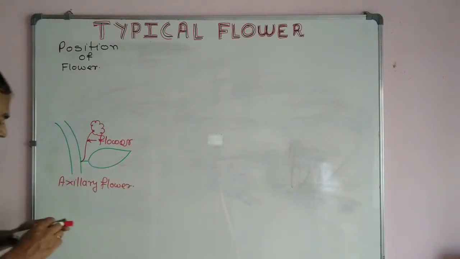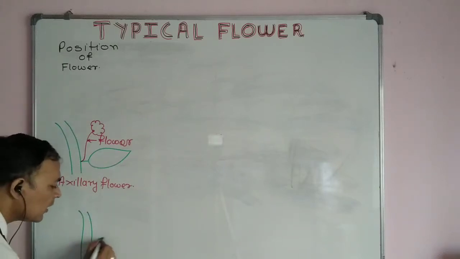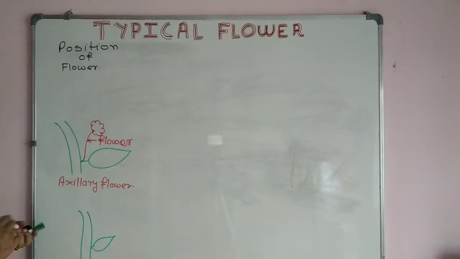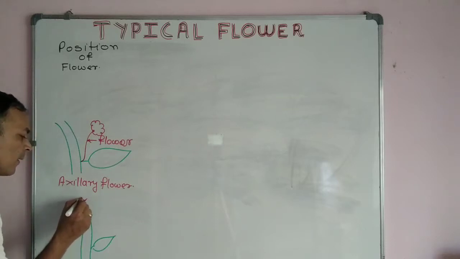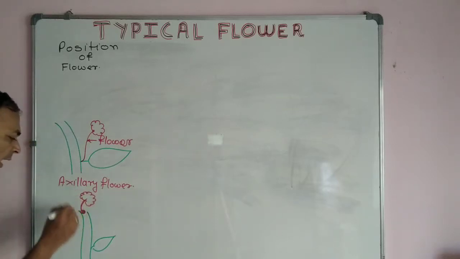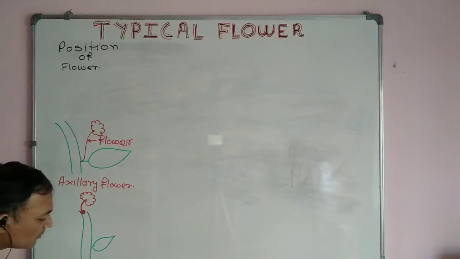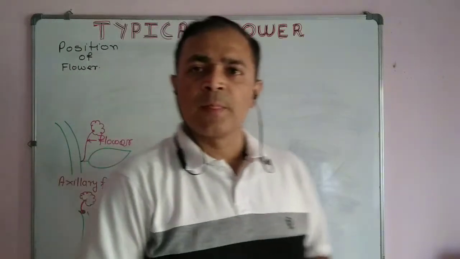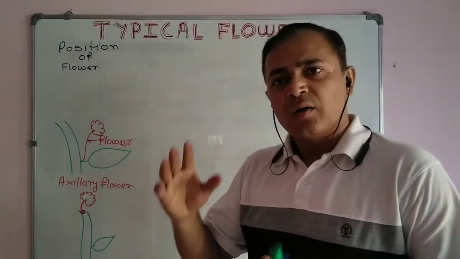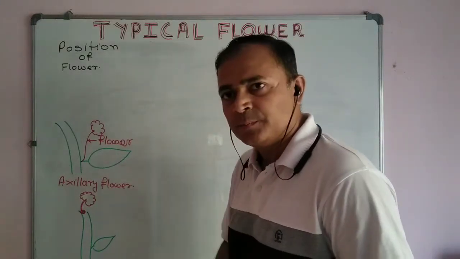If a flower grows from the terminal position, see here, this is the terminal position, and if the flower grows from here, that type of flower is known as a terminal flower. So based upon their position, the flowers are of two types: axillary flower and terminal flower.